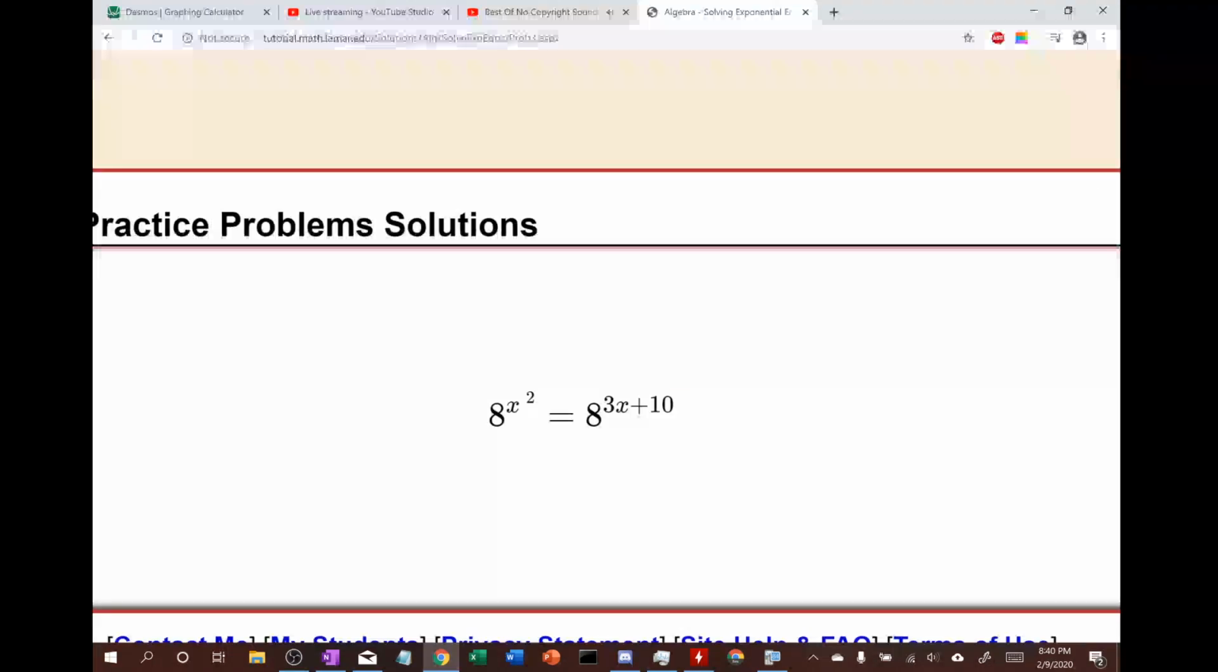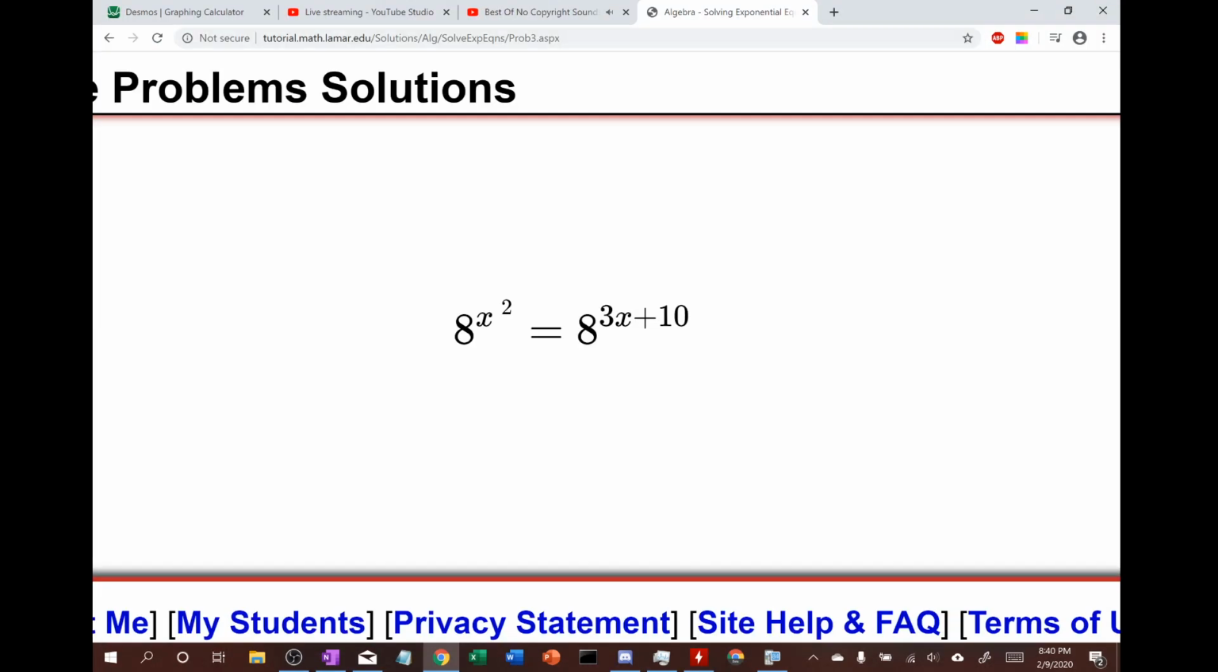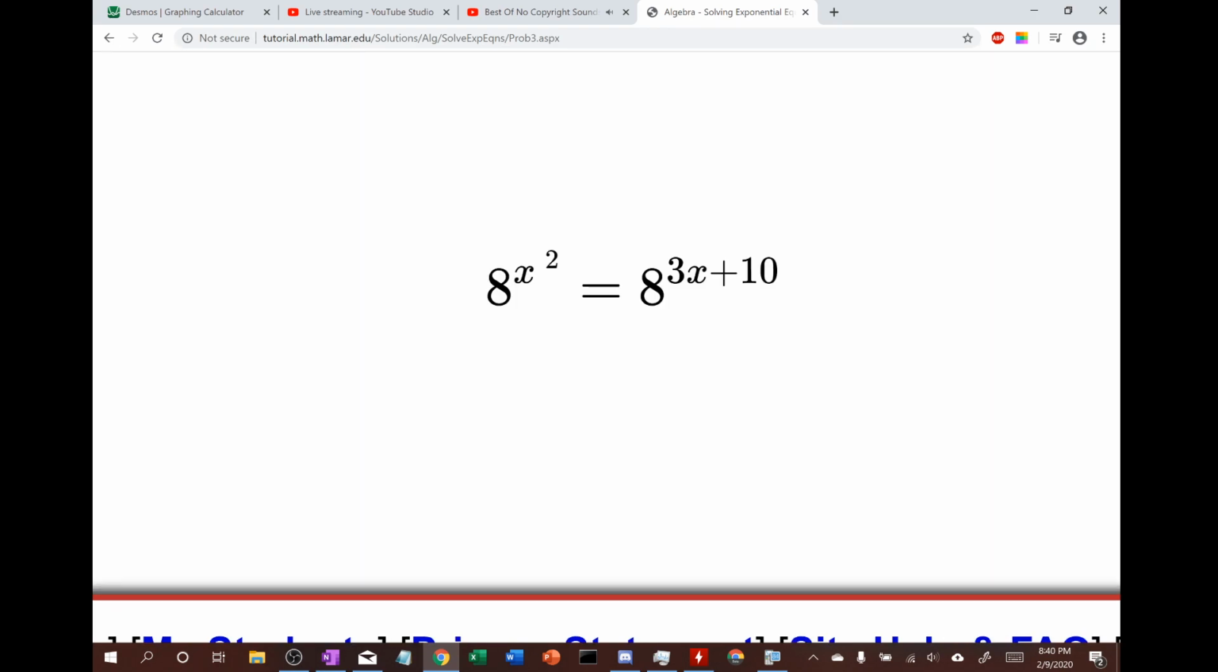Okay, so in this problem, we have 8. Ooh, this is interesting. I like this problem. I am a big fan of this problem right here. So these are exponential functions, ladies and gentlemen, if you're just joining the live stream.